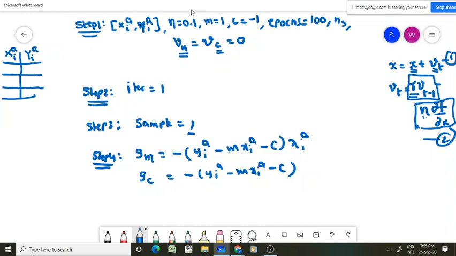So after calculating the gradient, what do you have to do in step 5? In step 5, you have to find the velocity with respect to each model parameter. So I want to take it as 0 initially.